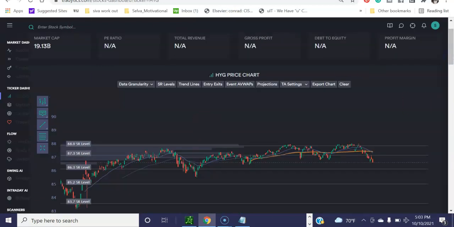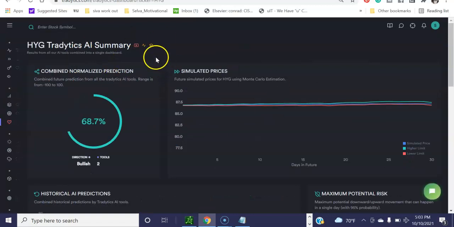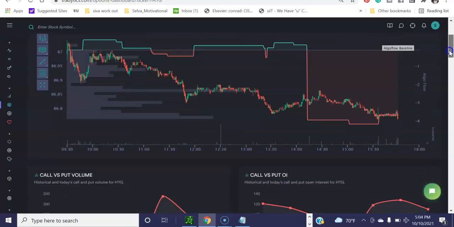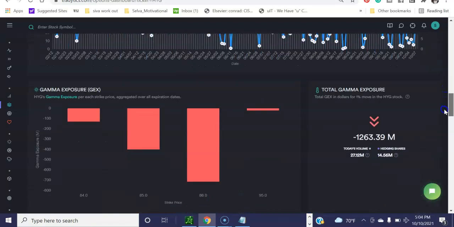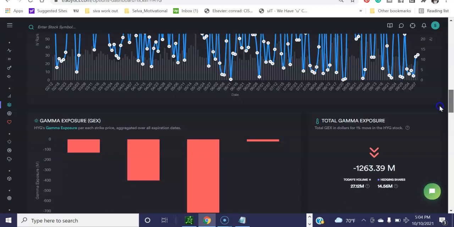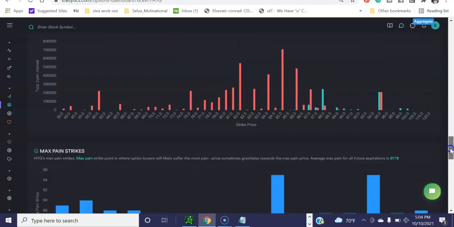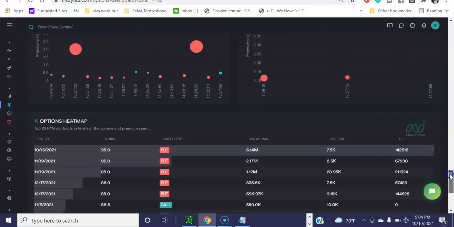So let's look at the AI. It is positive. Flow is bearish. Algo is also bearish. $12 million calls, so heavy calls. 85, 86 dominant strikes. You see a lot of bearish flow. A good flow. It's all bearish.